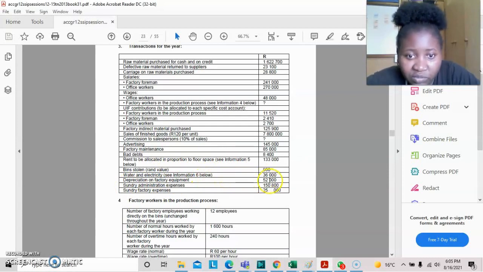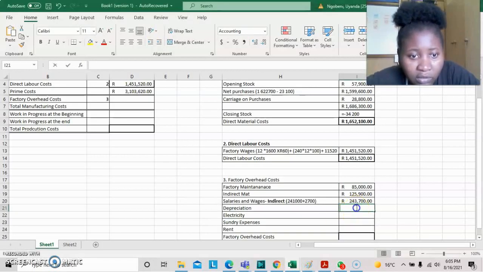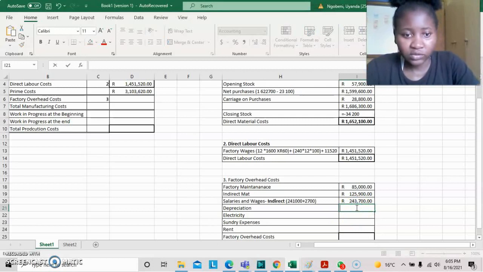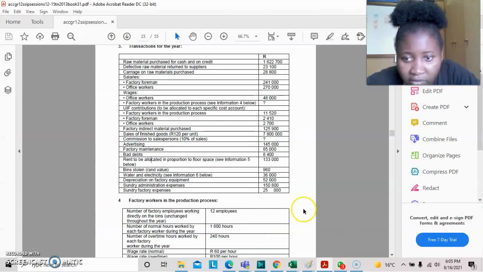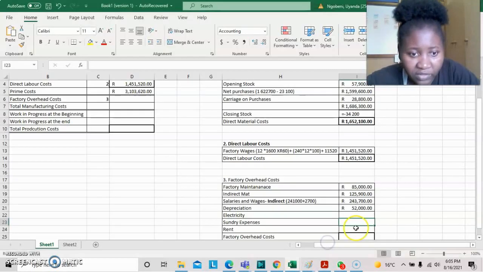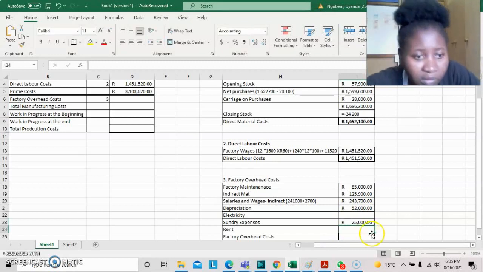So we have depreciation, which is 52,000. And then we have sundry expenses. We have sundry for administrative, and then we have sundry for factory, which is 25,000. So we will put 25,000 for sundry.